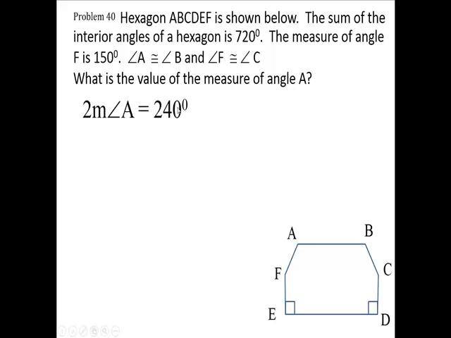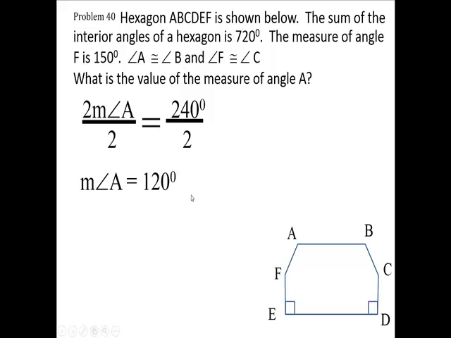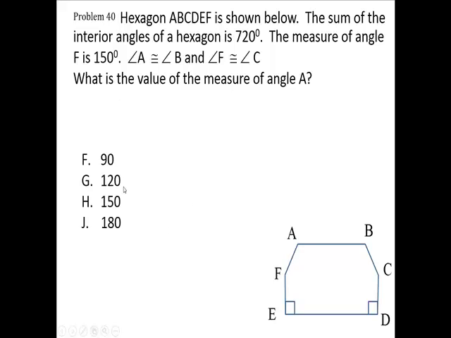Divide both of them by 2. Take half of 240. So the measure of A then will equal half of 240, which is 120. So of my 4 choices here, I'm going to pick G.